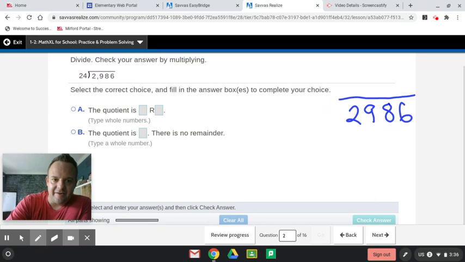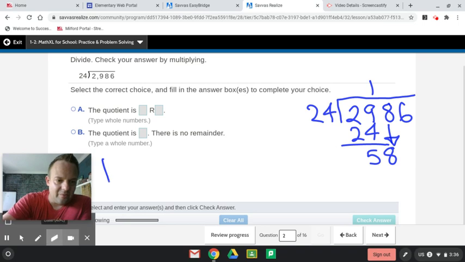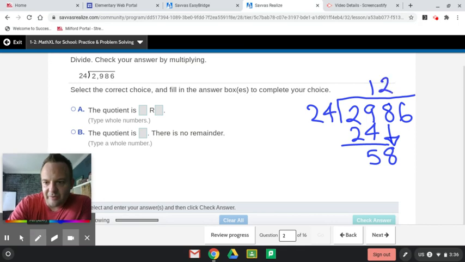2,986 divided by 24. 24 goes into 29 one time. 1 times 24 is 24. Subtract, bring down. I always like drawing that arrow to keep everything in line with the columns there. So let's see what's next. 24 goes into 58 2 times. 2 times 24 is 48. Subtract, we have a 10.